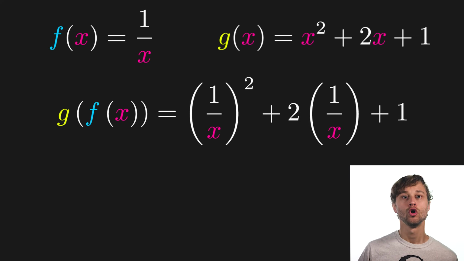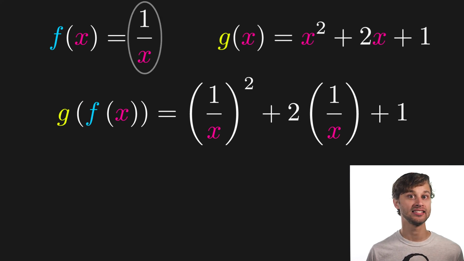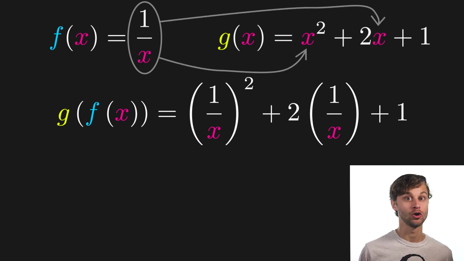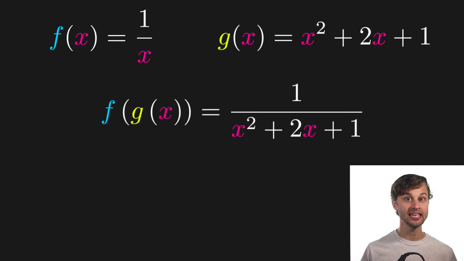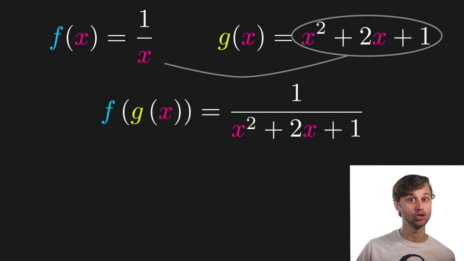In both these cases, we've taken the output of the inner function and replaced it wherever we see x in the outer function. So for instance, with f of g of x, I've taken the output of the g function, x squared plus 2x plus 1, and inputted it into the input of the f function. So into the x, wherever we see x in the f function. So that gives us the result 1 over x squared plus 2x plus 1.